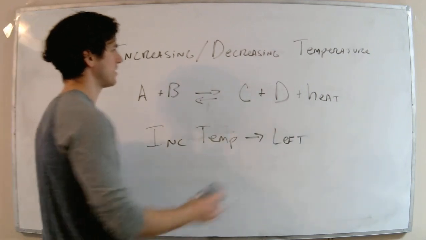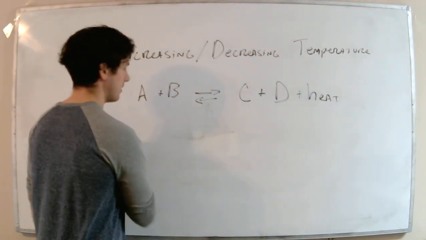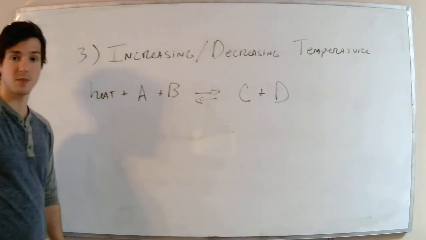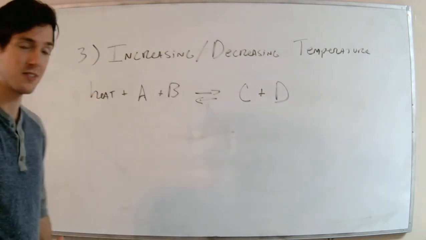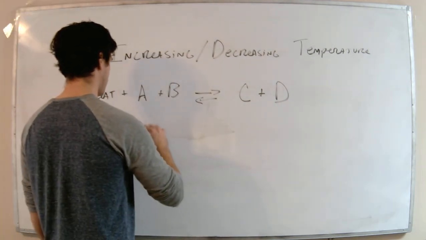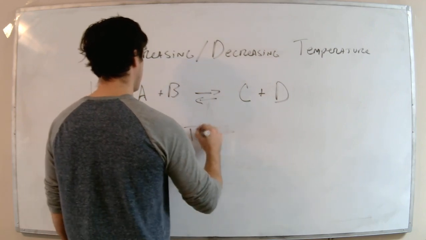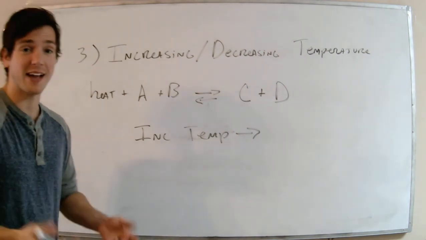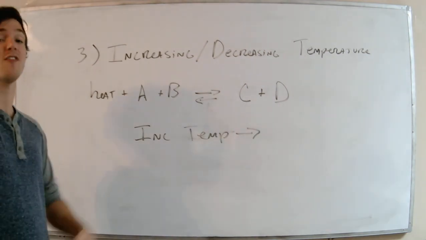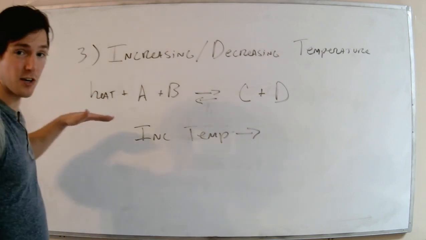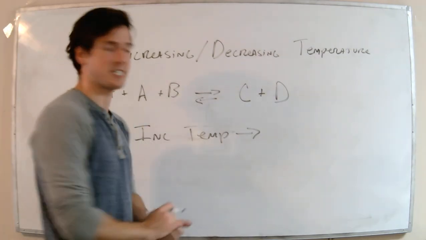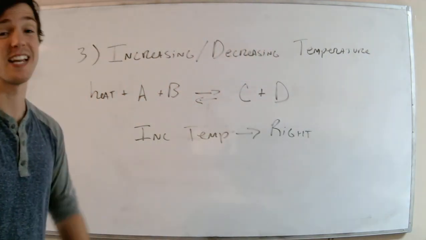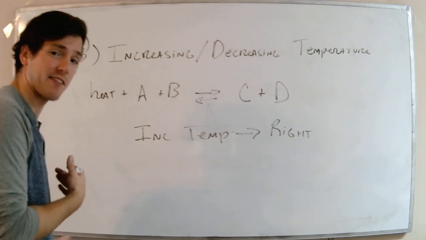Let's say now that heat is on the left side. It is now an endothermic reaction. And let's say that I, once again, increase the temperature. Remember, now heat is a reactant. Heat is needed for this reaction to happen. So now if I increase the temperature, I'm adding a reactant, and now it's going to shift right. Okay? And then if I decrease the temperature, it would shift left.